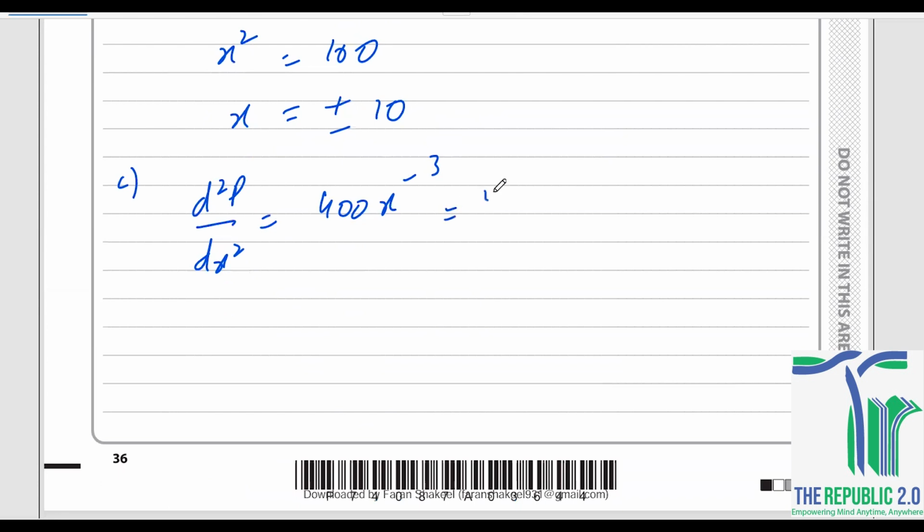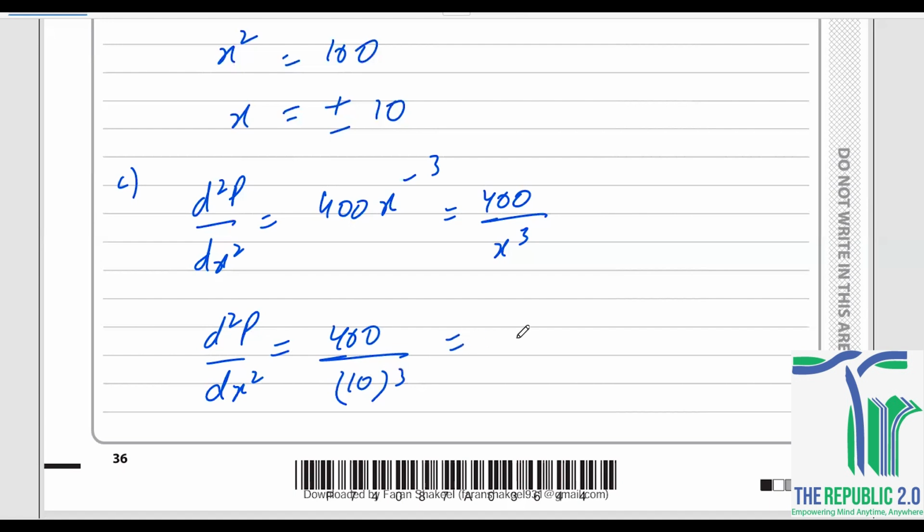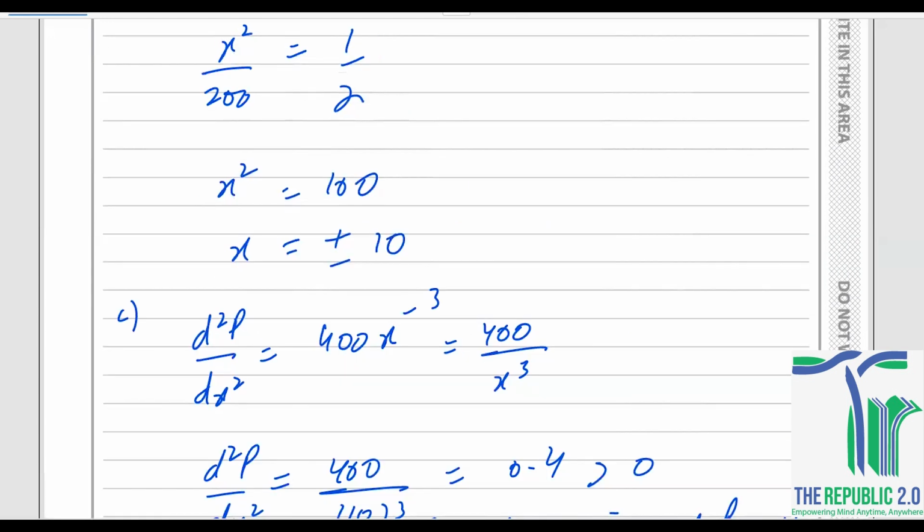Or you can just simply write it as 400 divided by x cubed. So I'm just going to solve it down, and I'll have d squared p dx squared equals 400 divided by 10 cubed, and I would have something like 0.4, which is greater than 0. So it is a minimum at p equals 10 because the second derivative is greater than 0.